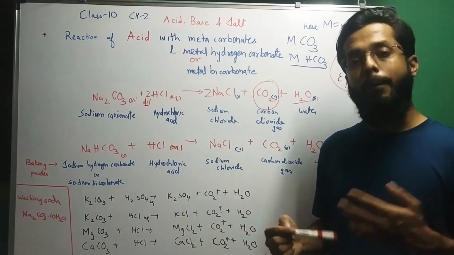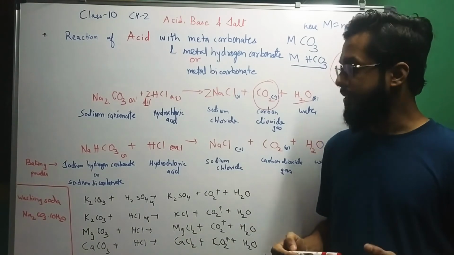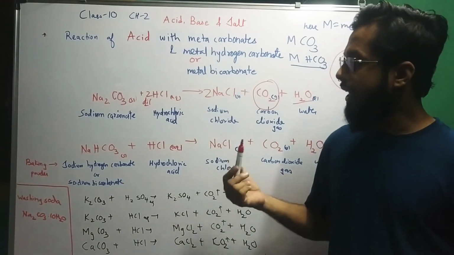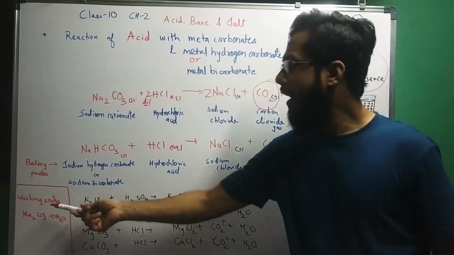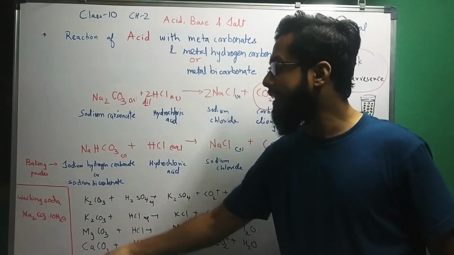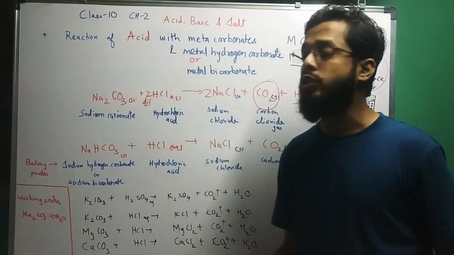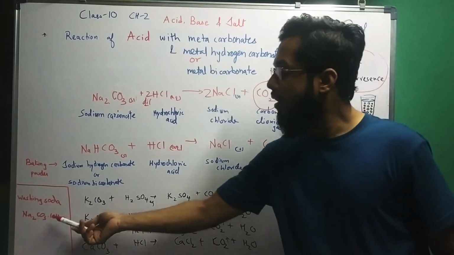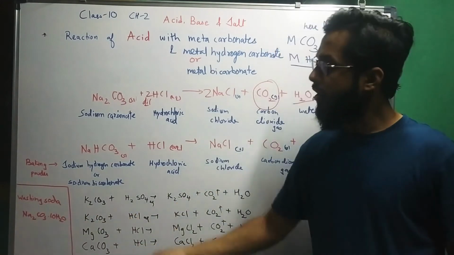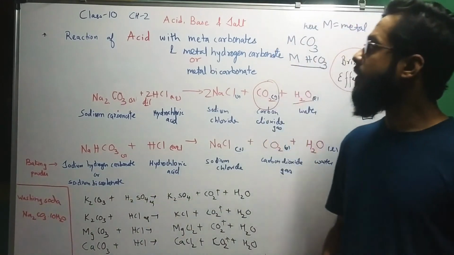So this was about metal carbonates and metal hydrogen carbonates. We can gain some knowledge here: NaHCO3 is also known as baking soda, and washing soda is actually Na2CO3.10H2O, sodium carbonate decahydrate. It has water of crystallization, so that is called washing soda.